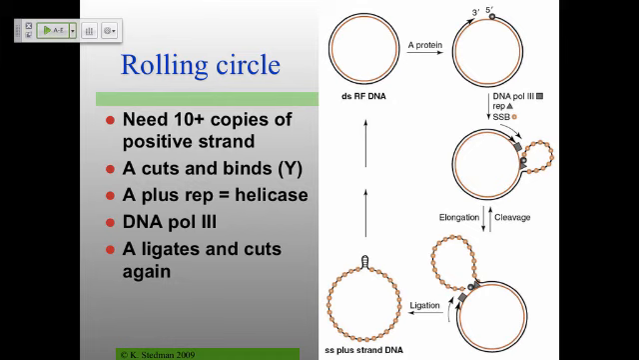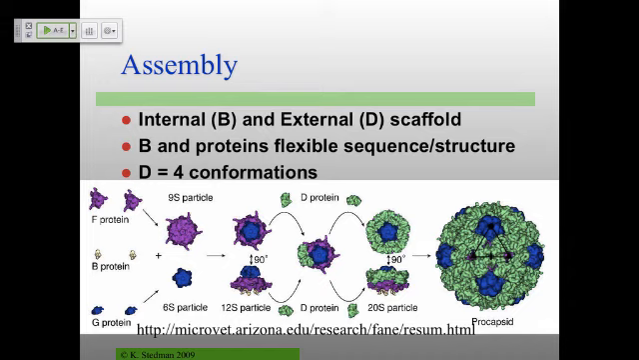So once you've made this genome, you need to put it into something. And this is where the work of Ben Fain really comes into this process, because he has done an amazing job, as far as I'm concerned, at understanding how these whole particles get put together. We already mentioned our internal and external scaffolds. The B and D proteins have very flexible structures, and these are the ones that can have this really huge variation in their sequence, again because they're overlapping open reading frames. They're incredibly mutation tolerant.